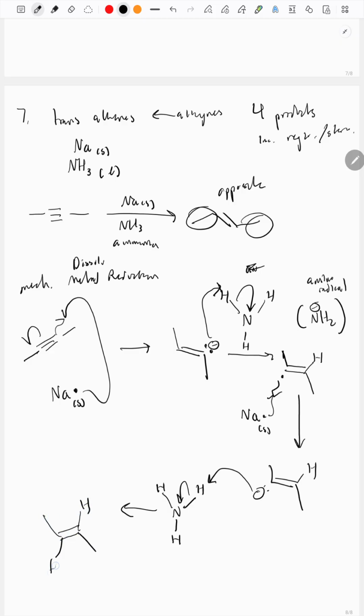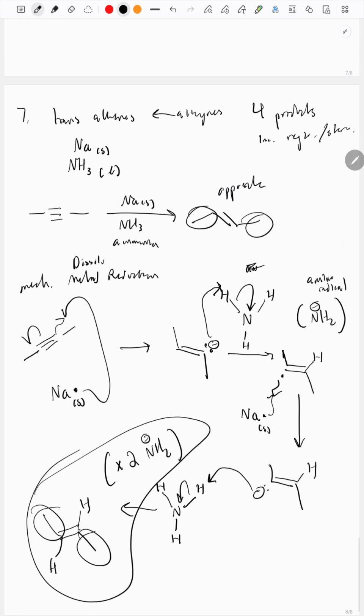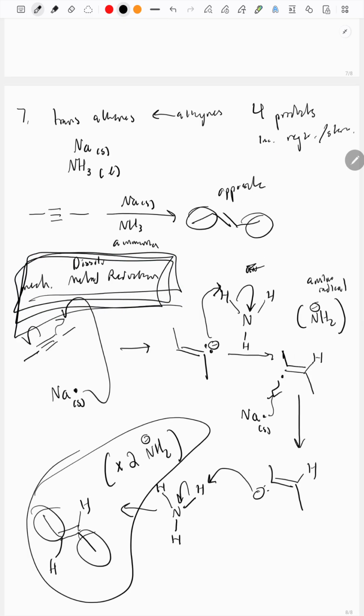How do we know it's trans? Because the R groups are opposite each other. And on the side products, we will obviously have two amino radicals. And this should be our answer. This is our mechanism for dissolving metal reduction.